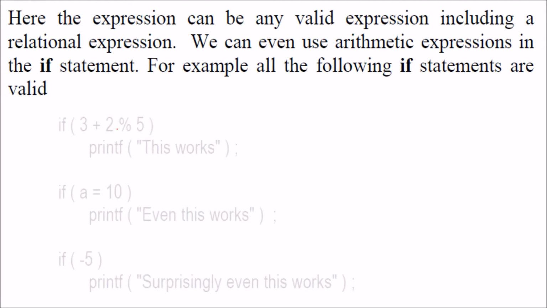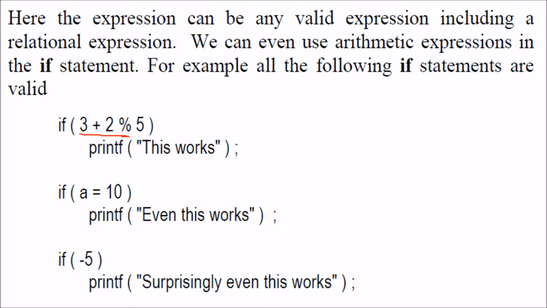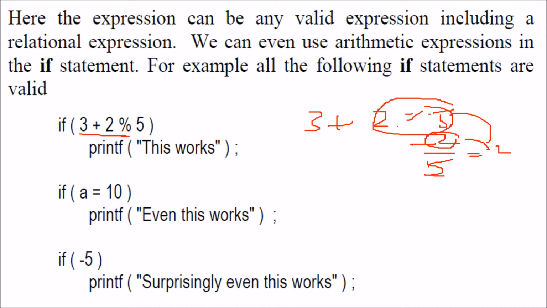So what we are trying to do here is, this is an expression. See, 3 plus 2 modulo 5. 2 modulo 5 is what? It will be 2. You know, in modulo, if the numerator is smaller than the denominator, you get the numerator by itself. So you get 2 here. And 3 plus 2 is 5. And when this is 5, this is going to work. Even if you have 10, it is going to work. Even for minus 5, it is going to work.